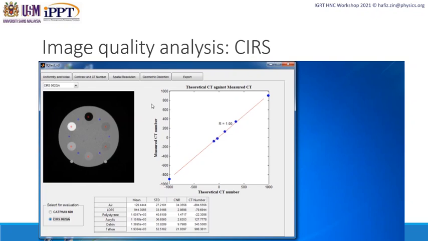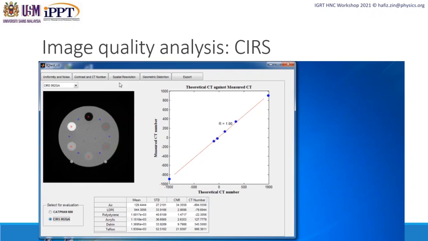Okay, so that gives you the mean value for each of the different materials, also the standard deviation value, and using that we can calculate the contrast to noise ratio as well as the Cone City number, and we can plot the measured Cone City number versus the theoretical Cone City number to compare the constancy from month to month.